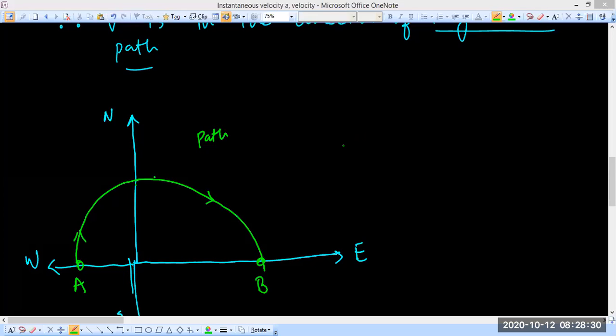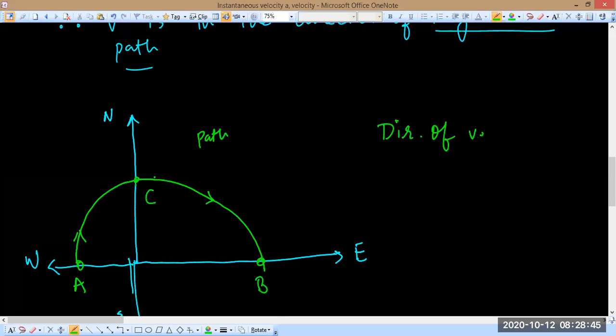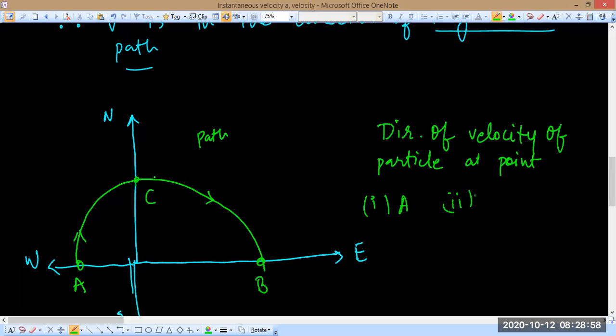So if it's like this, I'm just going to ask you a very simple question. Can you tell me what is the direction of velocity of the particle at point number 1, A, number 2, B, and number 3, C? Come on. Use what I have taught you.